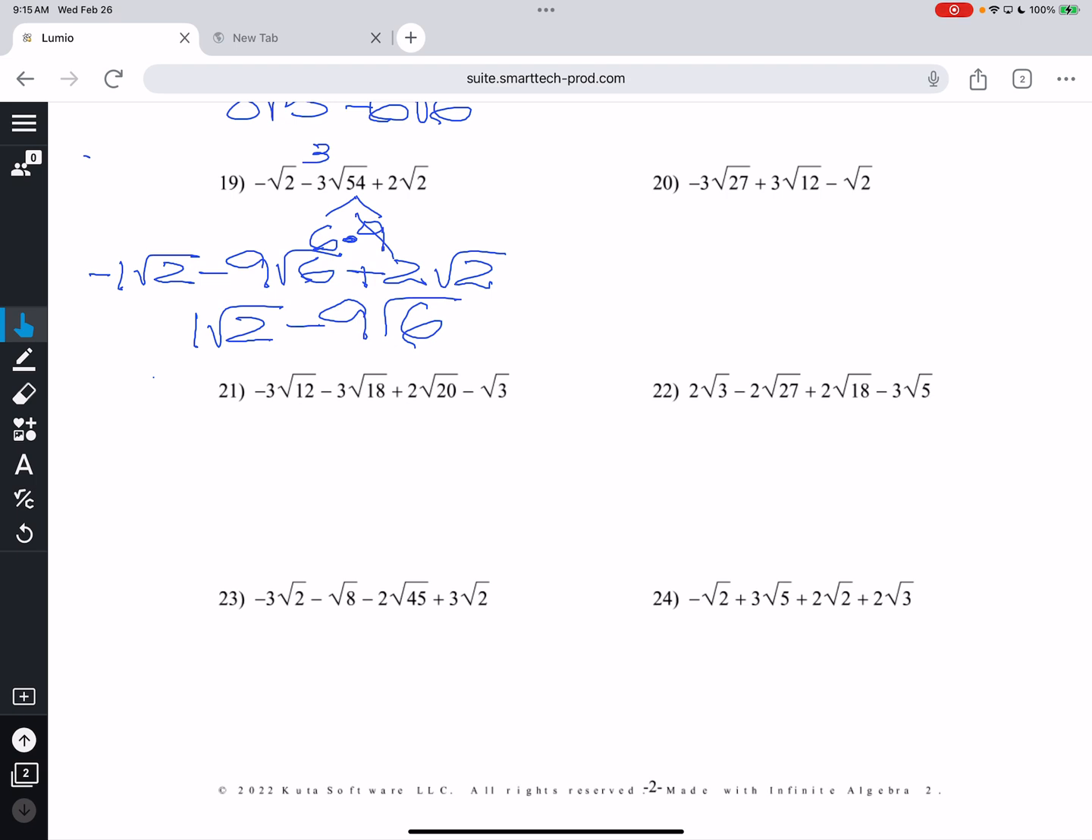Anna Christina, what did you get as 1 clumpy from 21? Negative 7 radical 3. Perfect. What would be another one, Gabe, from 21? Negative 9 radical 2. Perfect.